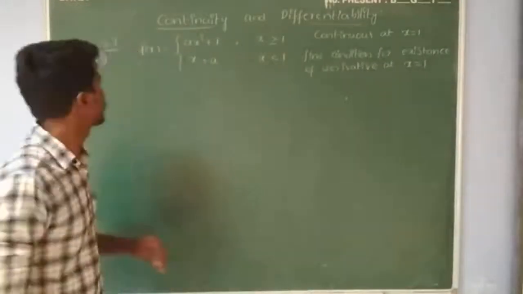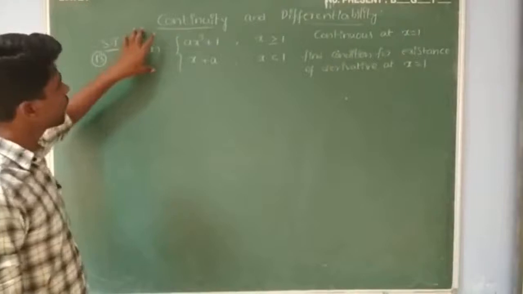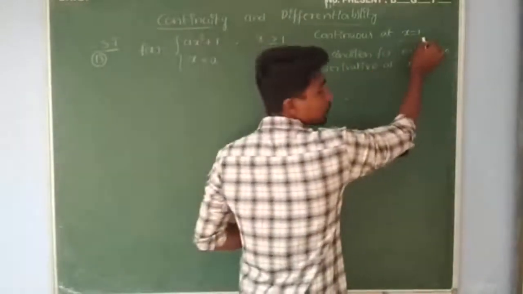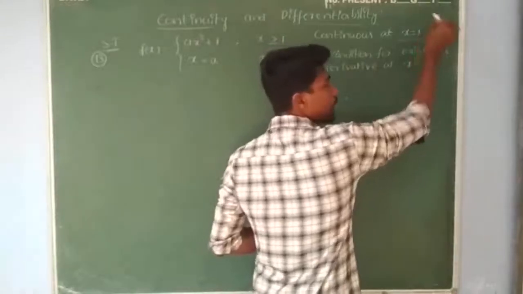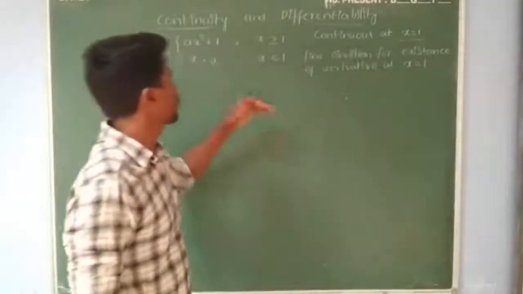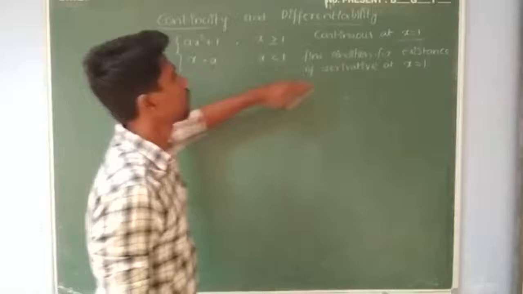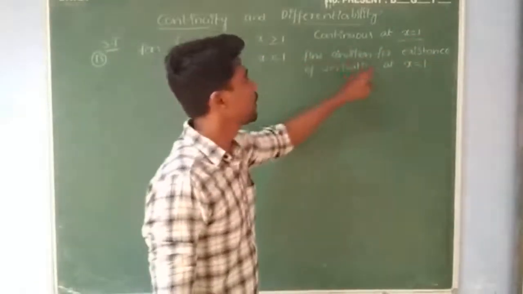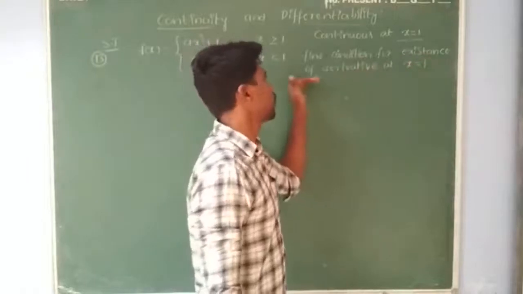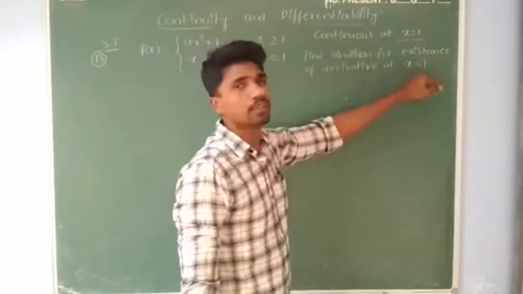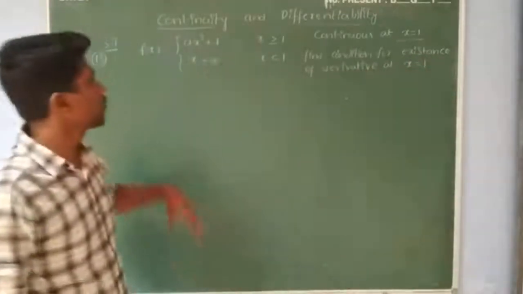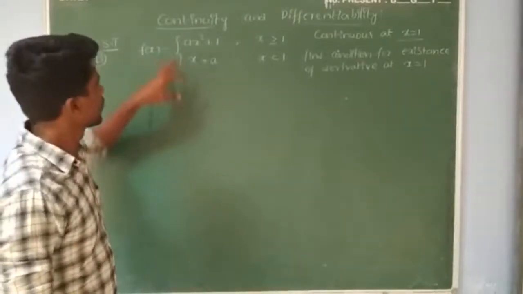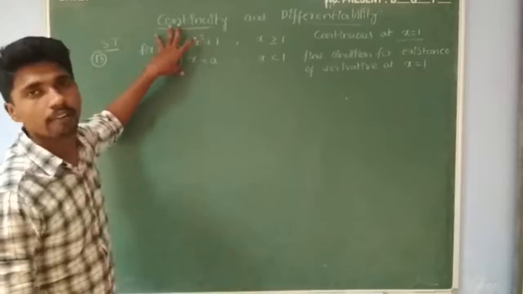Next question. Show that the given function is continuous at x equal to 1 irrespective of a. So for all values of a, it is continuous at x equal to 1. Then find the condition for the existence of the derivative at x equal to 1. So we have to find the condition, for what values of a the given function is derivable.